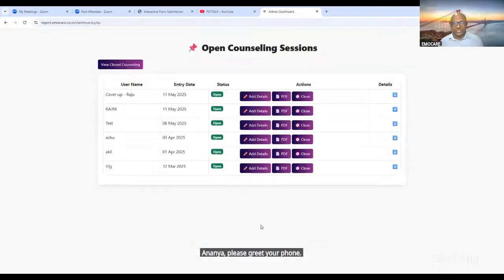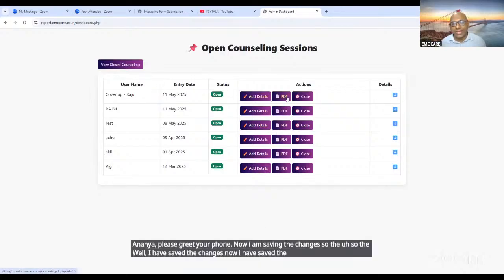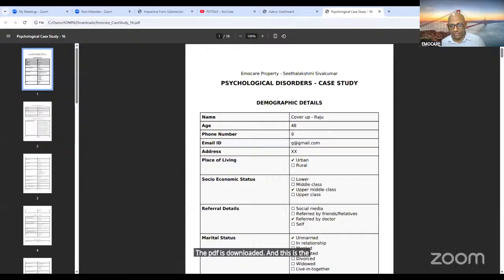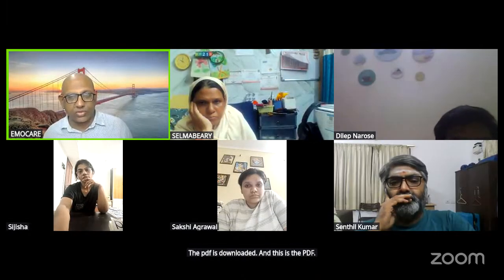Now I am saving the changes. So I have saved the changes. Now I can take a PDF of this. For example, the PDF is downloaded, and this is the PDF. The PDF I'm showing you people.